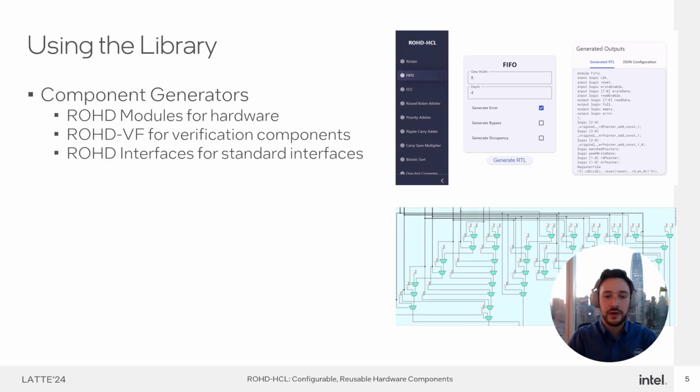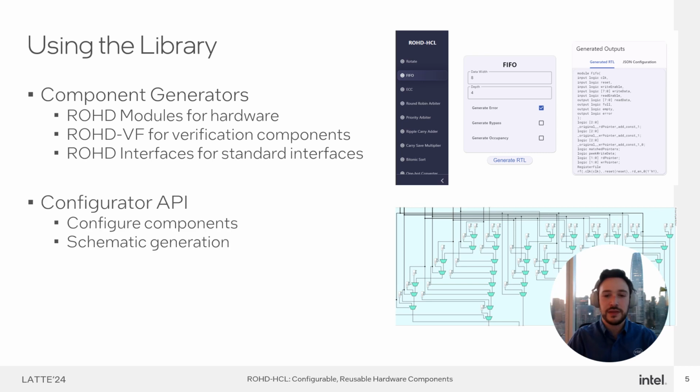Components in the library are implemented using ROHD, so it's very easy to instantiate these components within your ROHD design or test bench as normal Dart code. The configurator class makes it easy to configure components with a consistent API. For example, we use it to generate schematics, run basic tests, save configuration information, generate SystemVerilog, and within the web app.